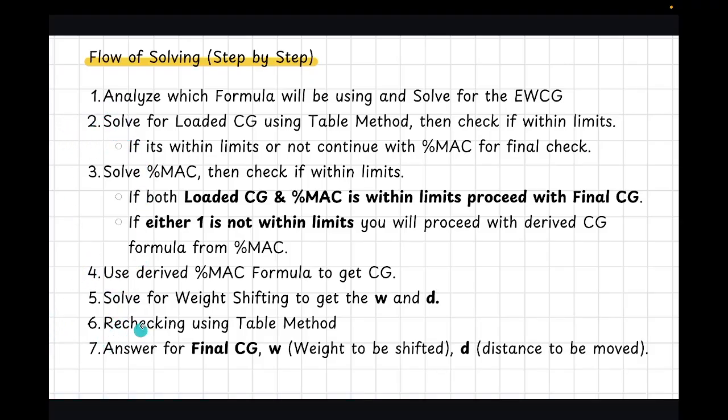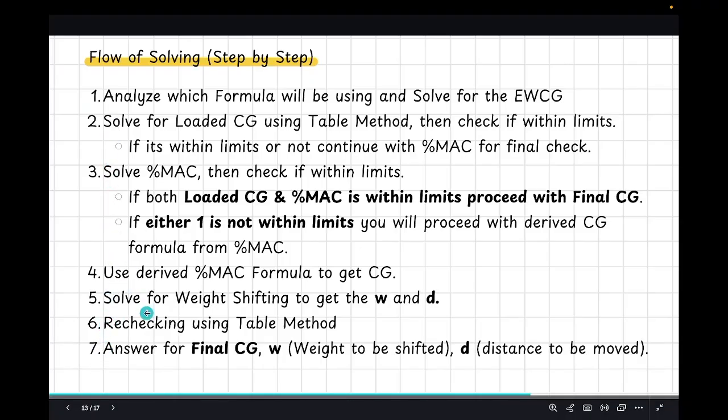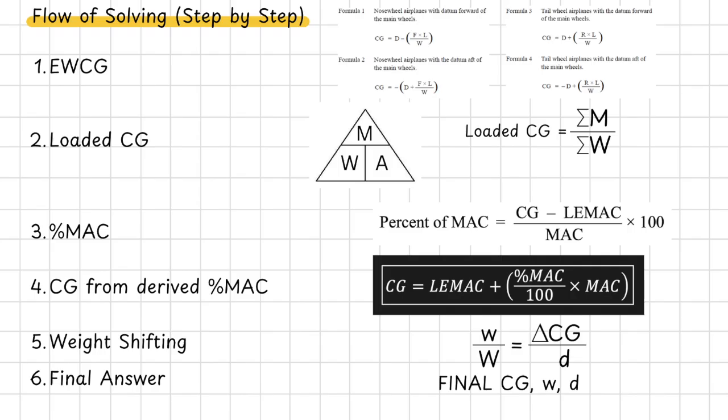Yes, they're both very similar, step 6 and 2. So they're fairly easy to discuss. Now, here's a much shorter summary. To solve the empty weight CG, we will use formula 1, 2, 3, or 4, depending on the word problem. For the loaded CG, we have the moment, weight, and arm, and then the summation of moment and weight to get the loaded CG, center of gravity. Then the percent of MAC formula, the CG from the derived percent of MAC, weight shifting, and then the final answer: final CG, weight, and distance to move.